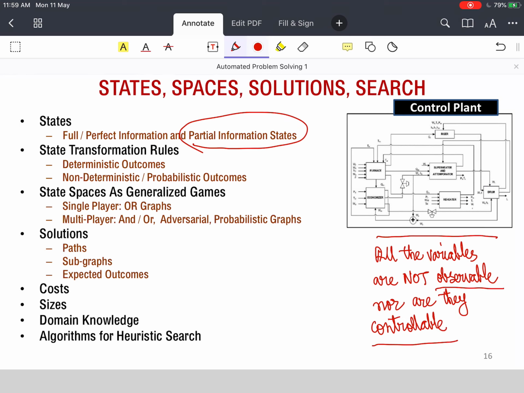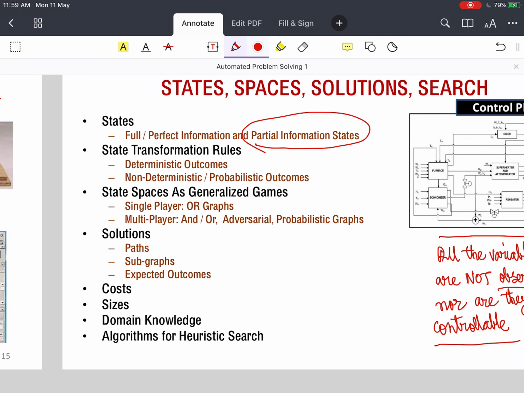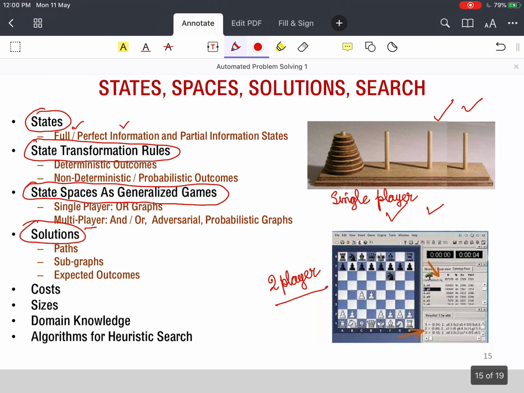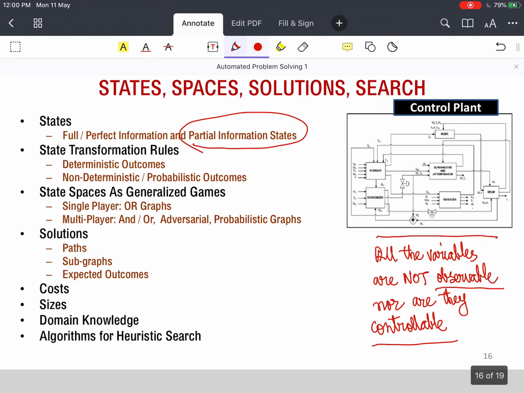Secondly, in the previous two which we have seen, if you make a move, then that move is deterministic. In both these, if you make a move, exactly that move happens. But here, because all variables are not controllable, if you change one variable, you really do not know the exact next state of everybody else because you don't know the values of the other variables. So your situation is non-deterministic.